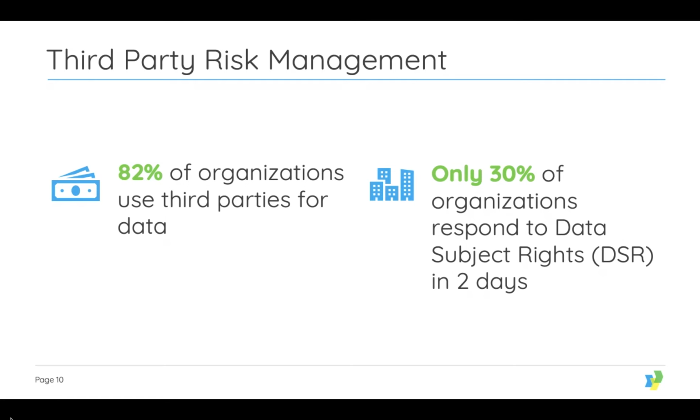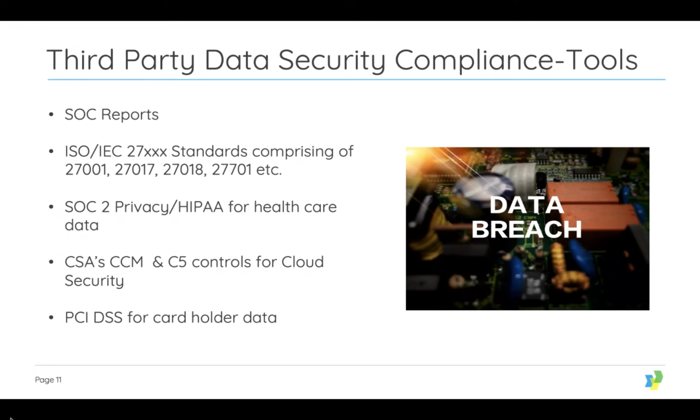So 82% of the organizations also use third parties for their data processing, and only 30% of companies have data subject rights addressed in today's time. For third-party data security compliance, there are several tools that are being used. One of the major ones is the ISO 27001, and the 27701 is an extension to 27001 for the PII data or the privacy certification.